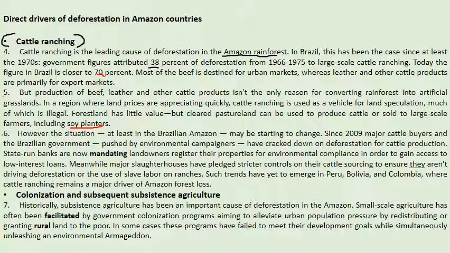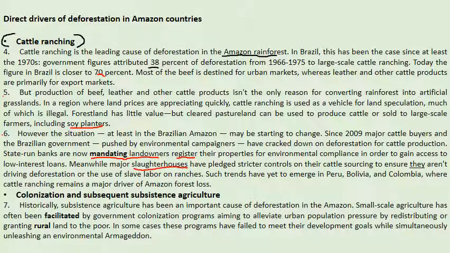However, the situation, at least in the Brazilian Amazon, may be starting to change. Since 2009, major cattle buyers and the Brazilian government, pushed by environmental campaigners, have cracked down on deforestation for cattle production. State-run banks are now mandating landowners, they are forcing them to register their properties for environmental compliance in order to gain access to low-interest loans. Meanwhile, major slaughterhouses, where cattle are killed so that their beef is sold, have pledged stricter controls on their cattle sources to ensure they aren't driving deforestation or the use of slave labor on ranches.